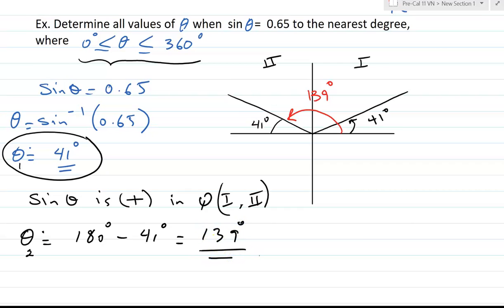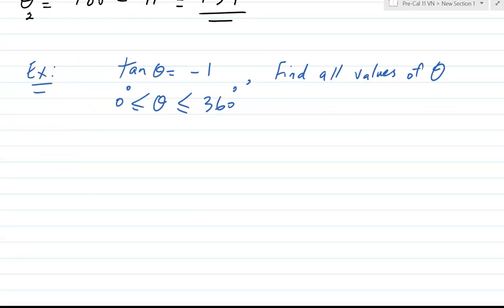And this is why you need the CAST, okay? So every angle that you have, depending on the ratio of that angle, you will have the same. So two different angles, two different quadrants, same ratio. And that's one of the perfect examples of that, okay? So let's look at another example. And we're going to do it quickly enough.